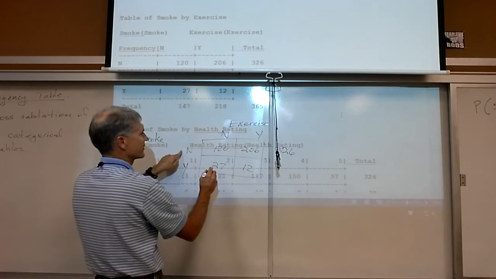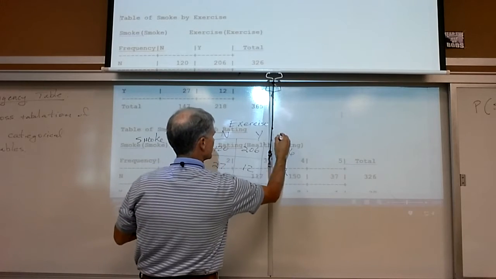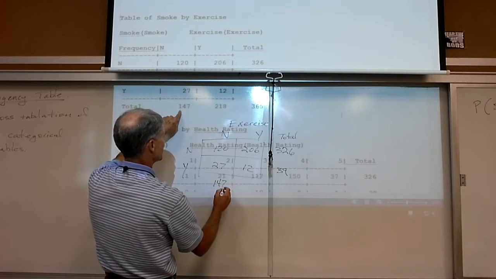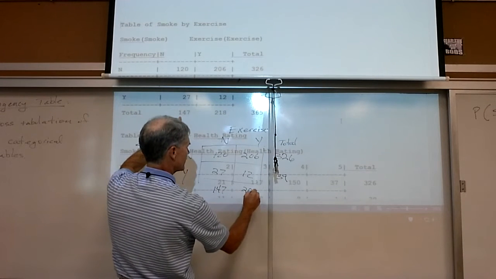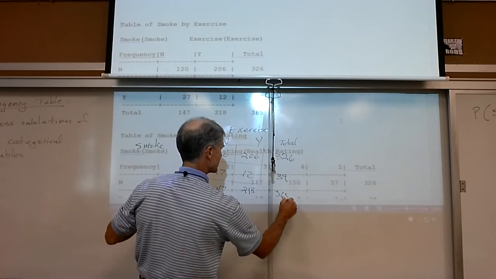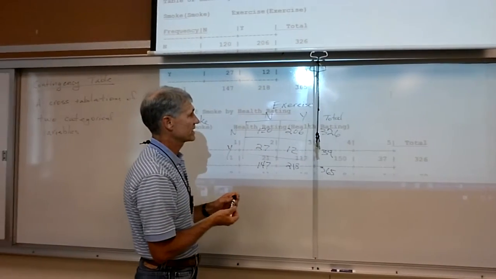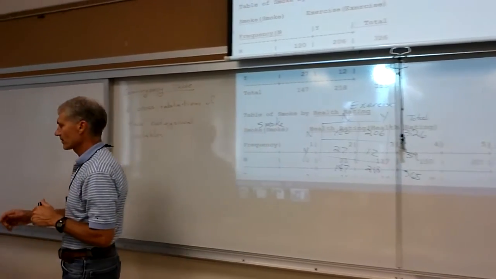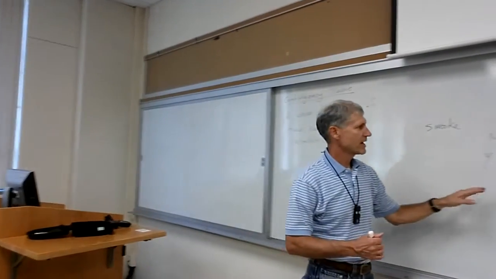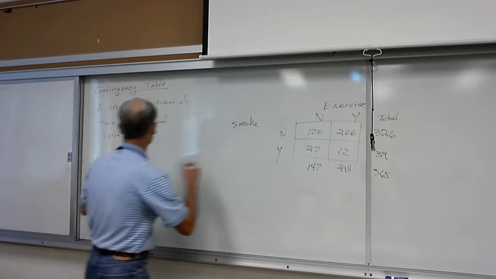So the row total for non-smokers is 326. The row total for smokers is 39. And so on. And then 147 for the number of non-exercisers, 218 for the number of exercisers. And a grand total of 365. And this number down in the very bottom right corner of a contingency table is called the grand total. So you have row totals, you have column totals, and you have the grand total. Right? So this particular table is a 2 by 2 table.